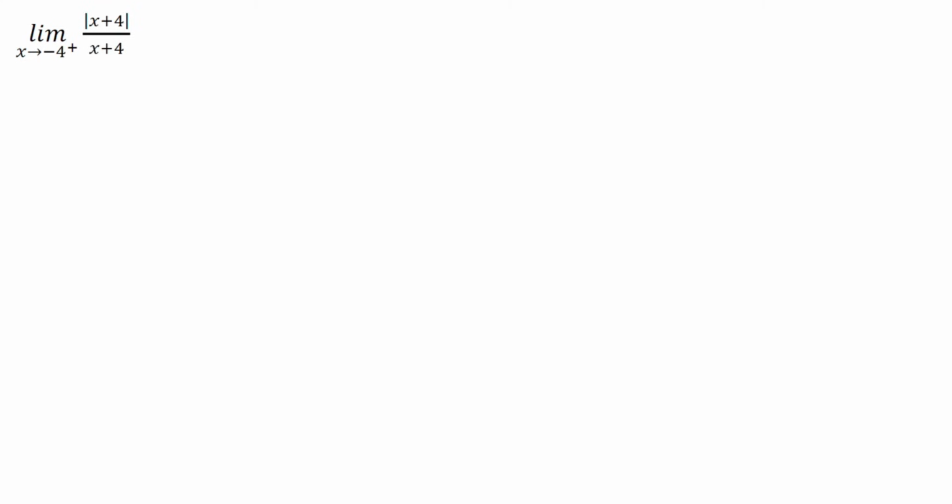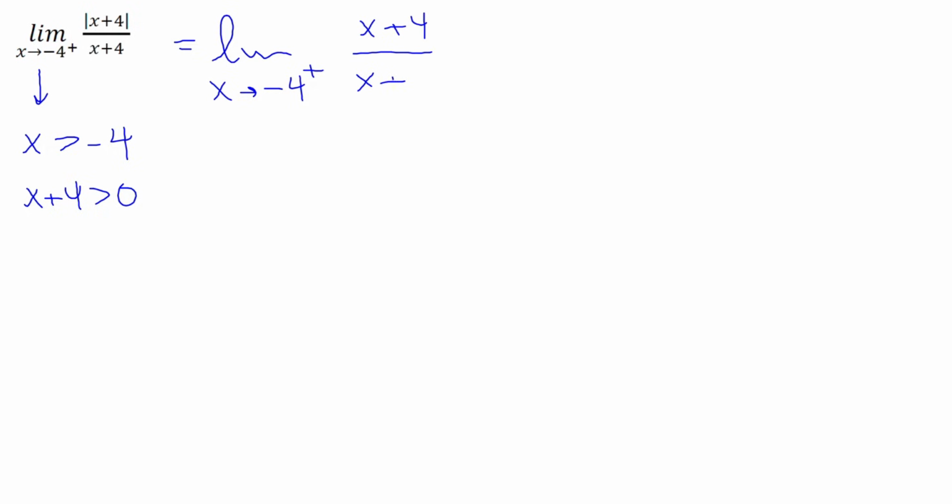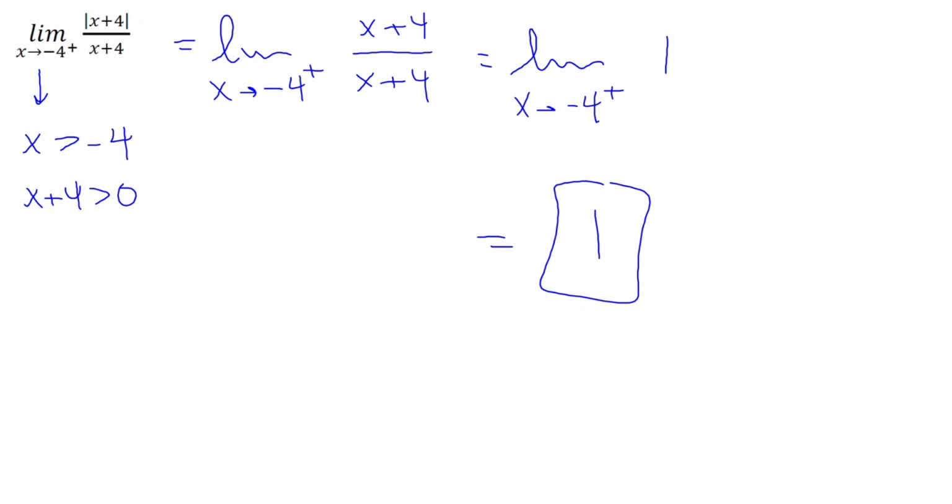We're going to use the same basic idea here for this one. So this time we're approaching -4 from the right. So if I'm approaching -4 from the right, that means that x is going to be more than -4, or that x plus 4 is going to be more than 0, which means that the absolute value of x plus 4 should just be x plus 4, which means I can now cancel those out and just turn this into a limit as x approaches -4 from the right of 1. Well, the limit of a constant is the constant, so our answer is just 1.